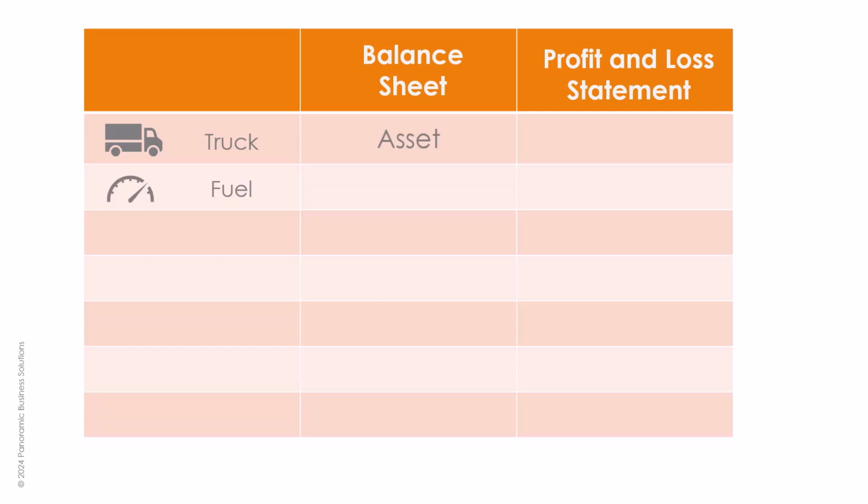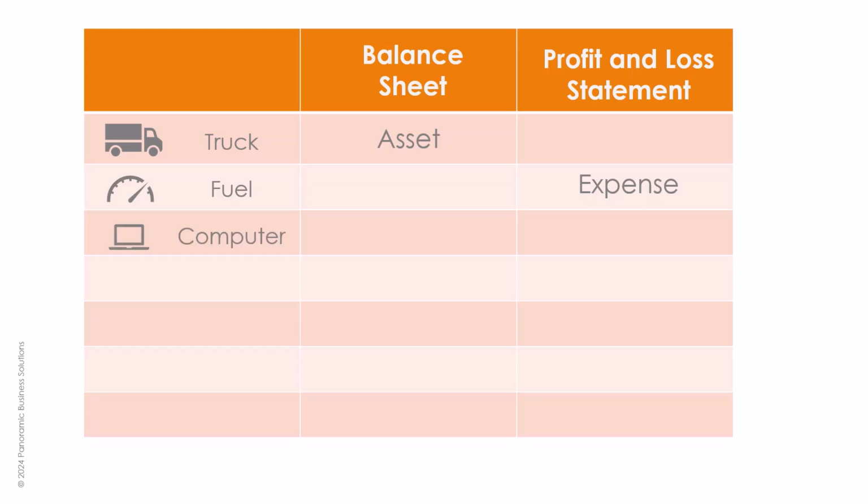What about the fuel for that truck? Where would you expect to see it? Right again, profit and loss statement. It's an expense because that tank of gas, once it's used up, the value is gone, and usually that's within a few days. So what if you bought a new computer?